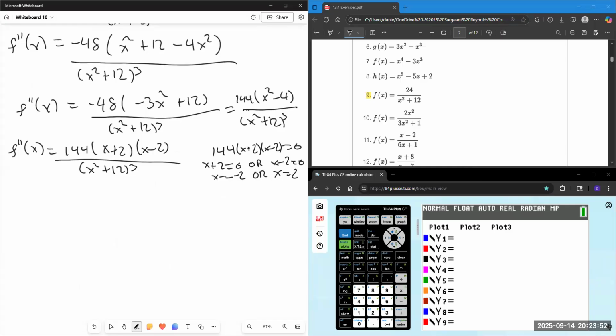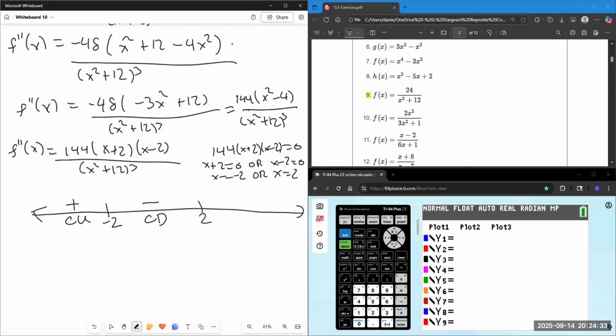Let's put those on the number line. Negative 2 and 2. Looking at our second derivative formula here, when x is less than negative 2, I have a negative times a negative, which is a positive, in my numerator. The denominator will always be positive and won't change the sign of my numerator. So the entire fraction is positive, and that represents a concave up section. Between negative 2 and 2, like 0, positive times negative is negative. Again, the denominator won't change the sign of the numerator since it's always positive, and this section is concave down.